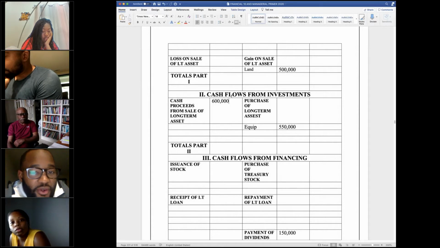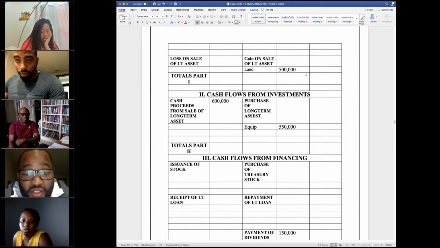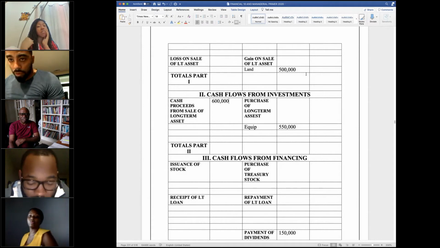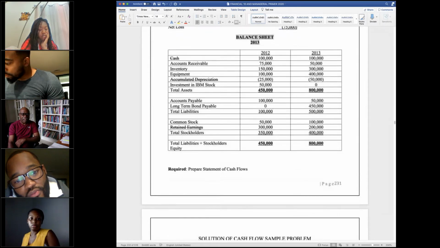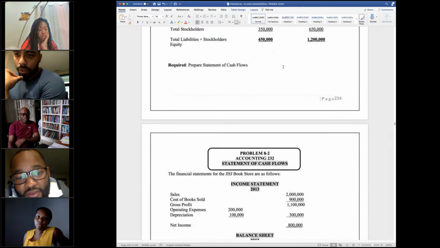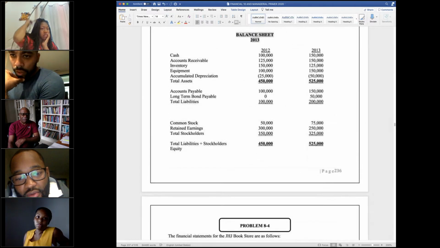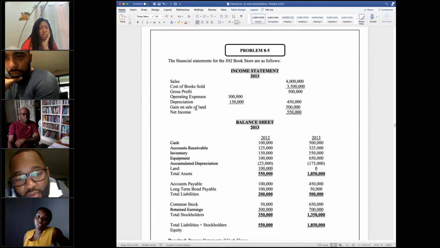So if the land went from 100,000 to zero, how did that happen? They sold the land. Let's go back to the problem. They did not sell the land. I'm confused. It says right here, gain on the sale of land, $500,000.